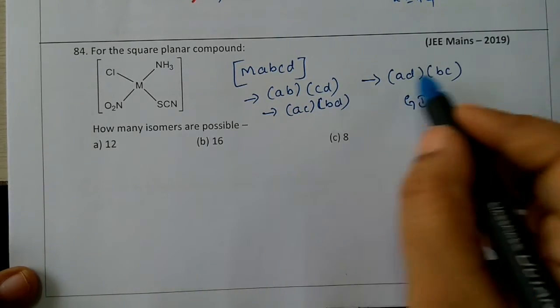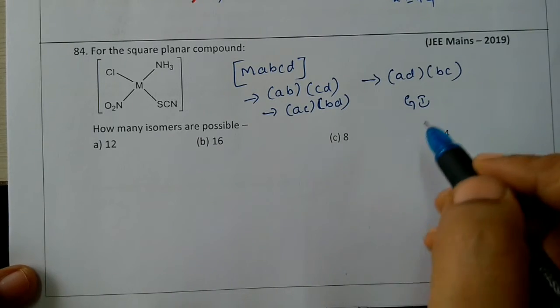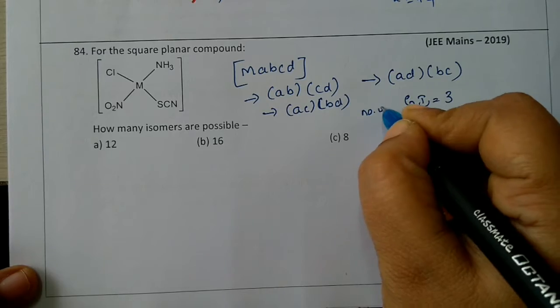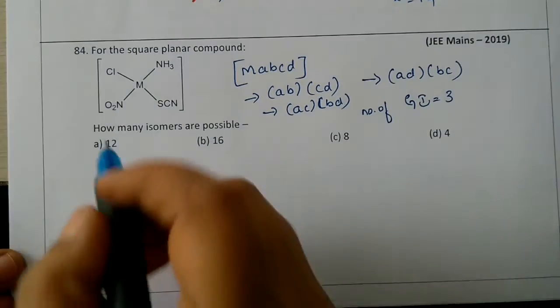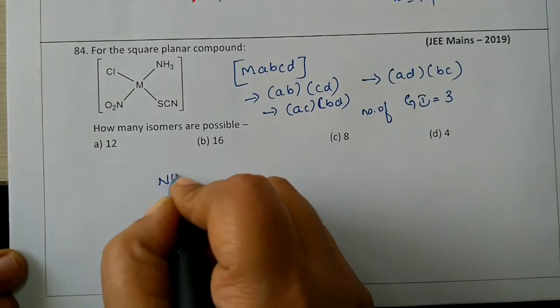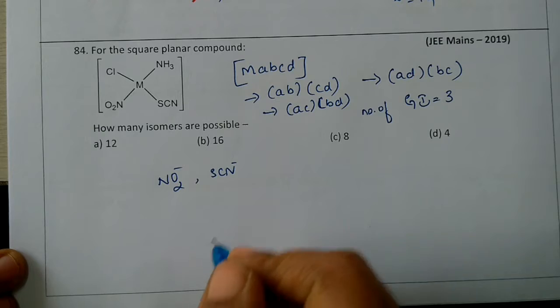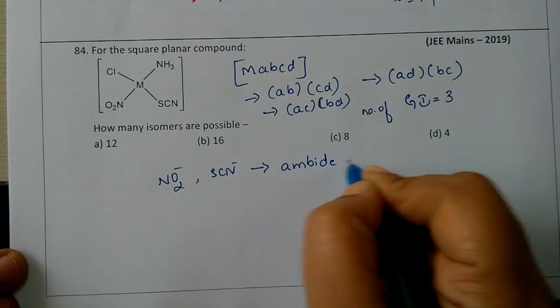All the combinations are different, and the ligands are also different. So that's why geometrical isomers. The number of geometrical isomers is 3 here. Okay, I hope it is clear. Now, we can observe an NO2 group as well as an SCN group. NO2 minus, SCN minus. These two are ambidentate ligands.